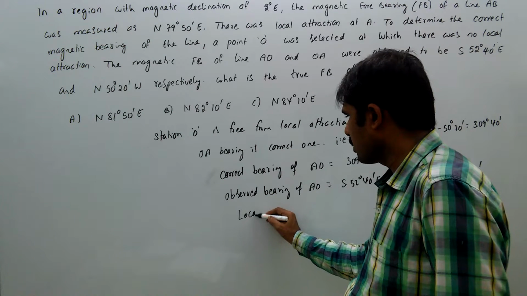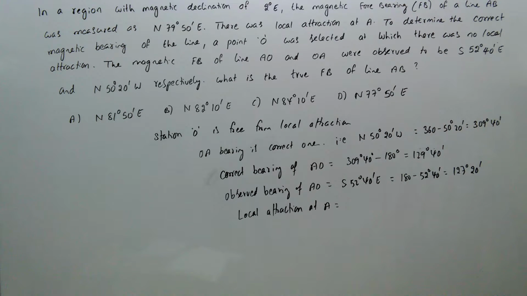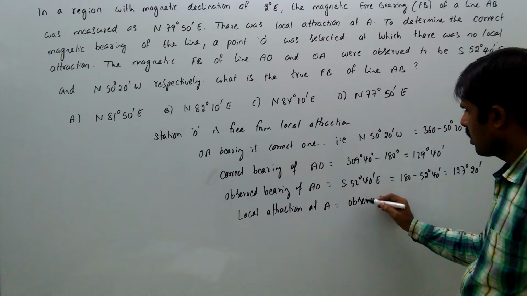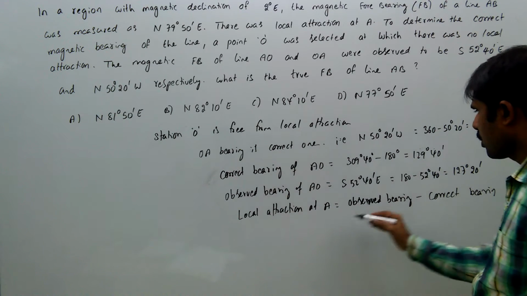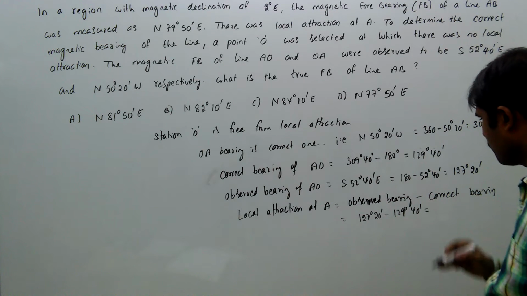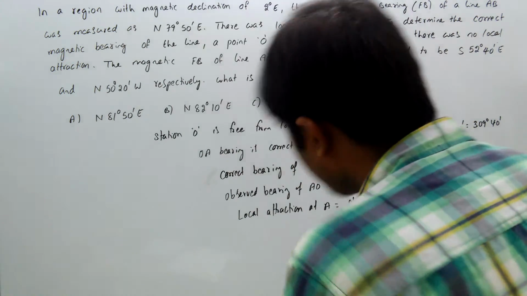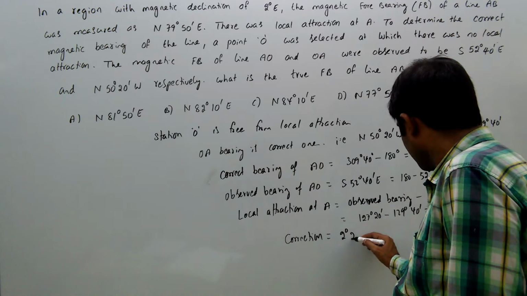So the local attraction at A. Here the correction is positive because the correct bearing is more. Correction is positive means the error is negative. So local attraction is observed bearing minus correct bearing. That is 127 degrees 20 minutes minus 129 degrees 40 minutes, that equals minus 2 degrees 20 minutes. That is the local attraction. The correction is opposite to that, that is 2 degrees 20 minutes.